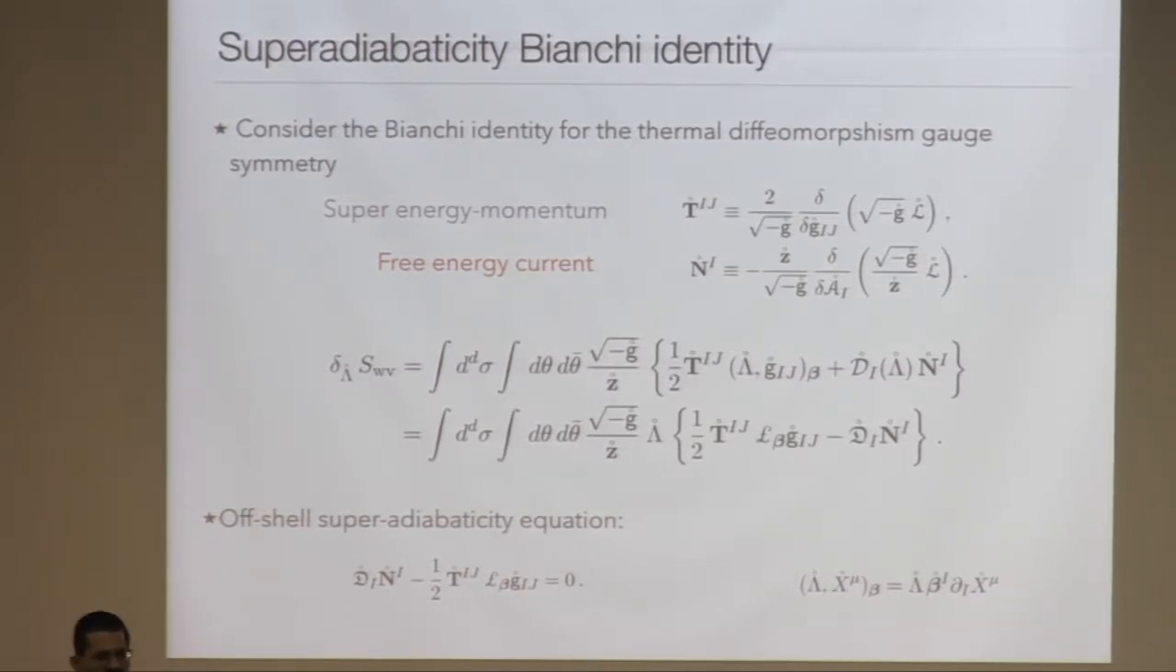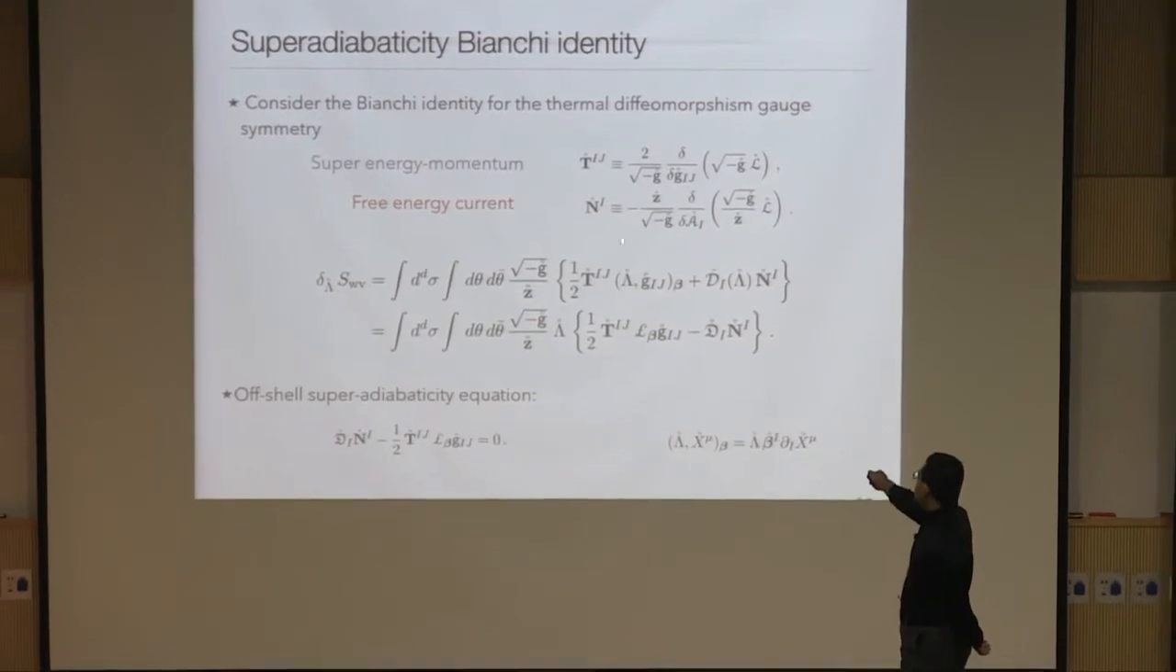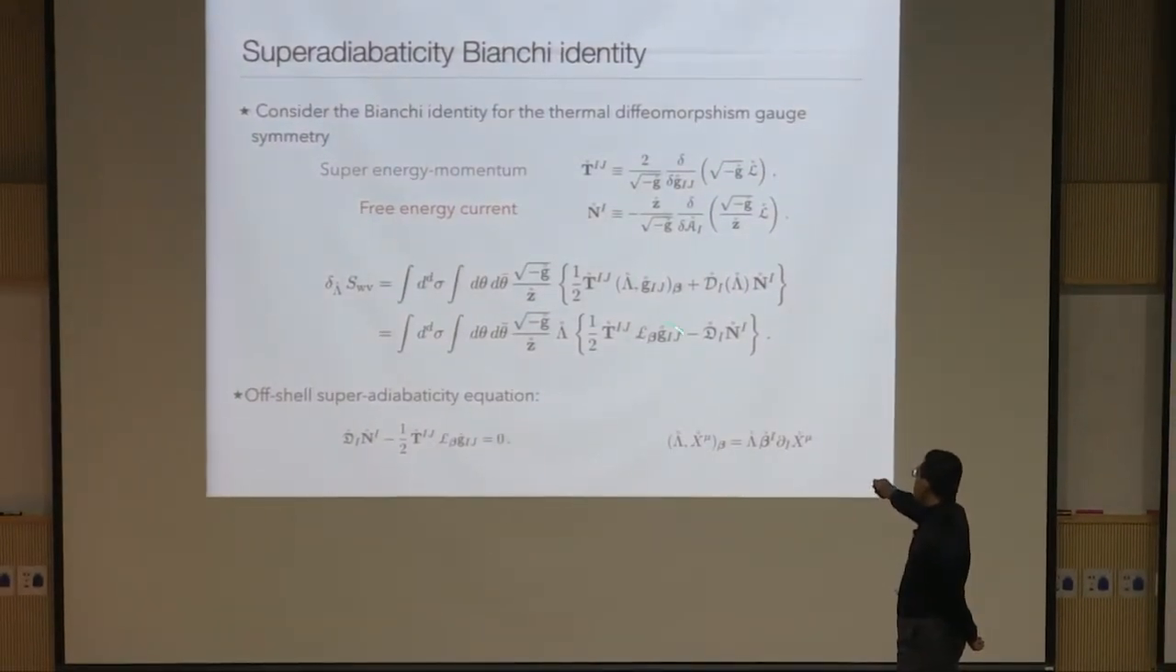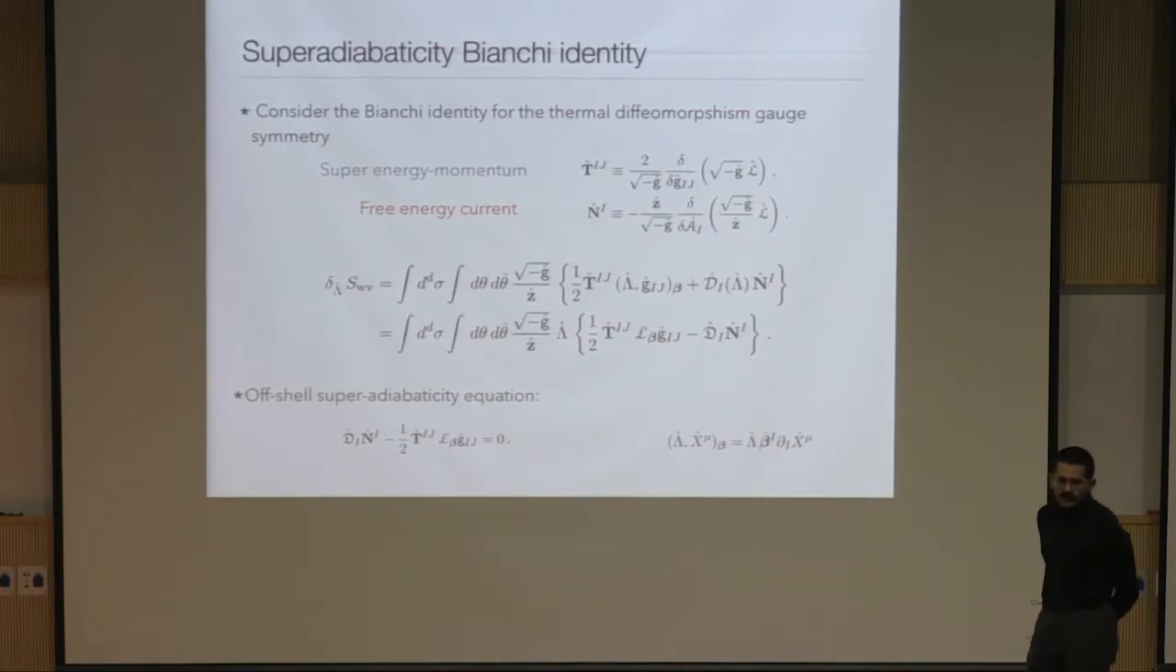And now you do the standard integration by parts to pull out lambda from inside the variation. Lambda times the variation of Gij is basically lambda times the Lie derivative of Gij along beta, so lambda just comes out of the first term for free. The second term you have to integrate by parts, because this is a covariant derivative, you have to move the covariant derivative onto N, which you can do.